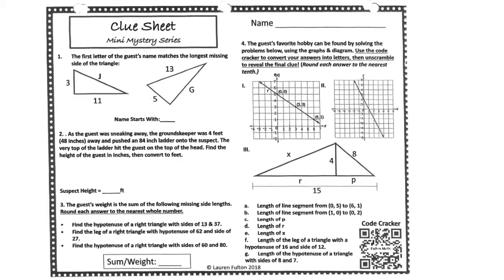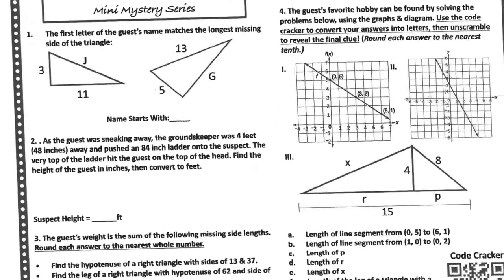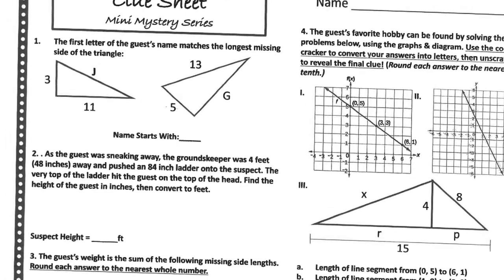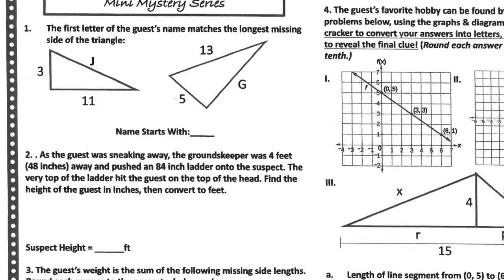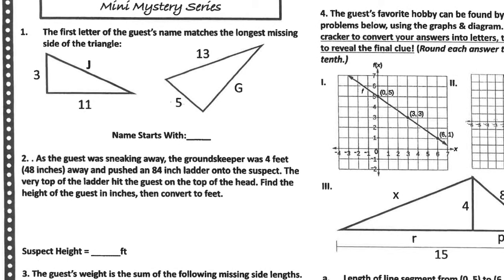As you're going through this worksheet, you want to just solve all of the problems. They're all Pythagorean theorem problems. It's a little mystery. You've got some clues that you will find as you answer the questions. So this first one here, you want to see, will it be a J or will it be a G? So the first name either starts with a J or a G.